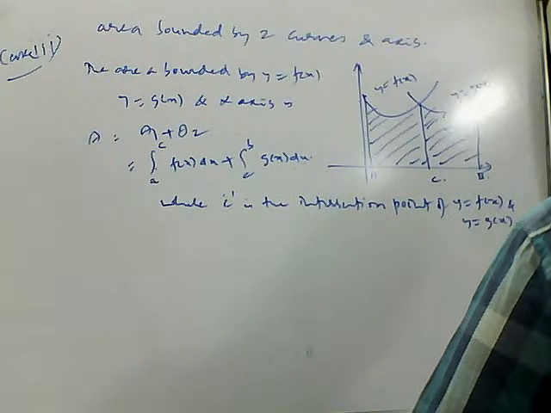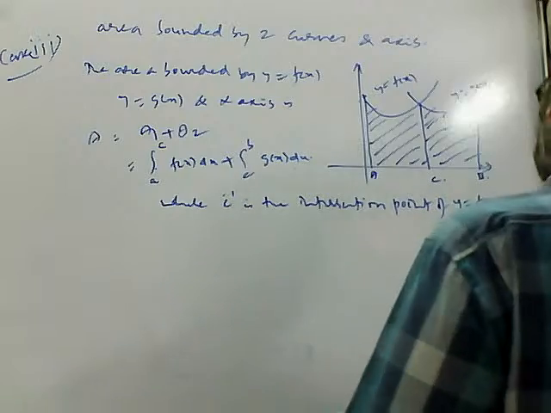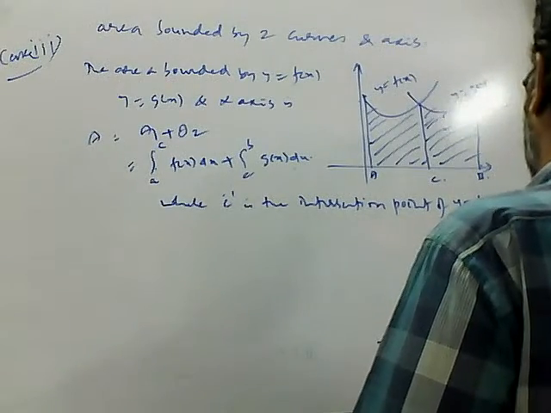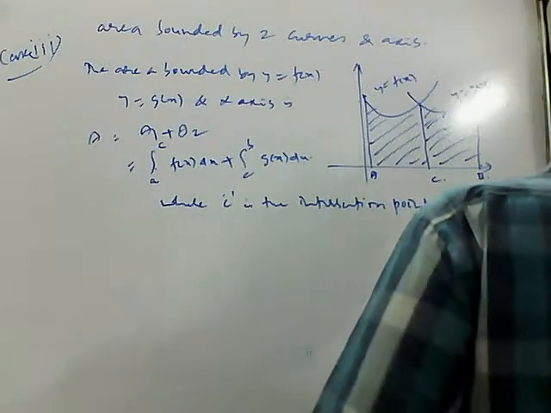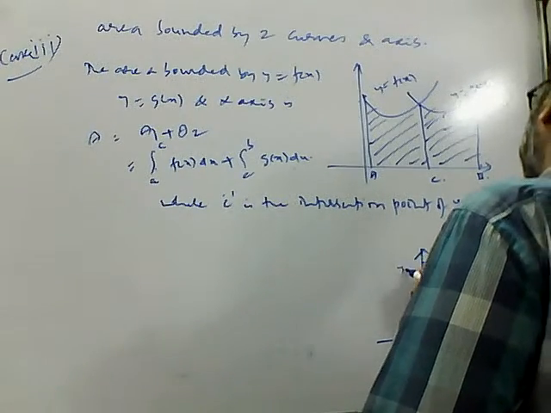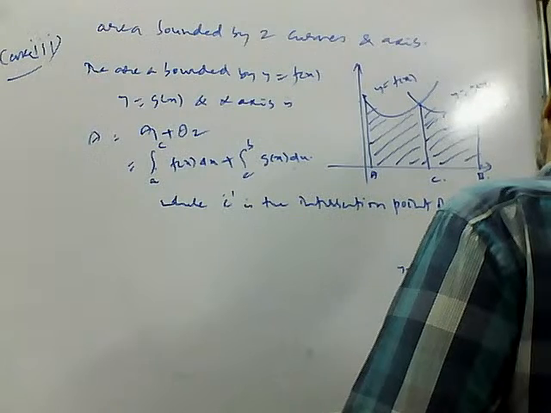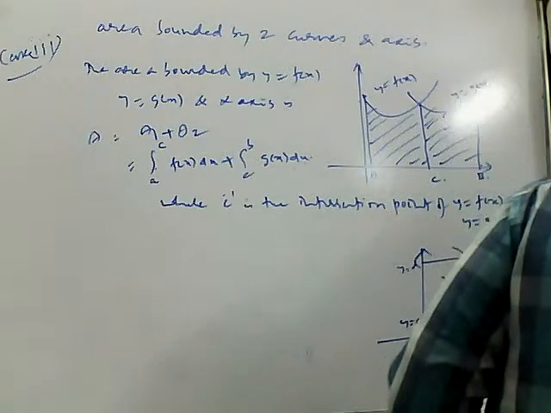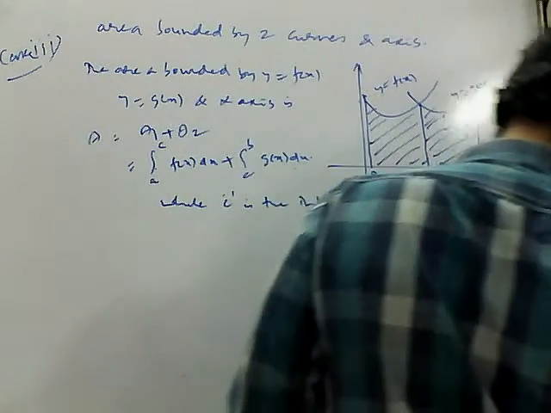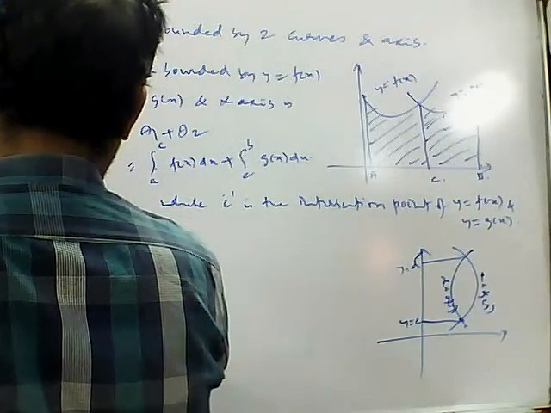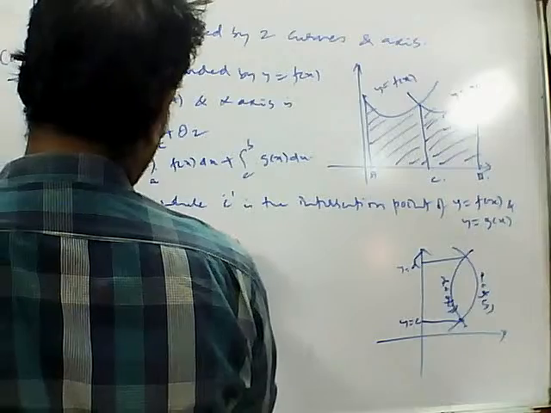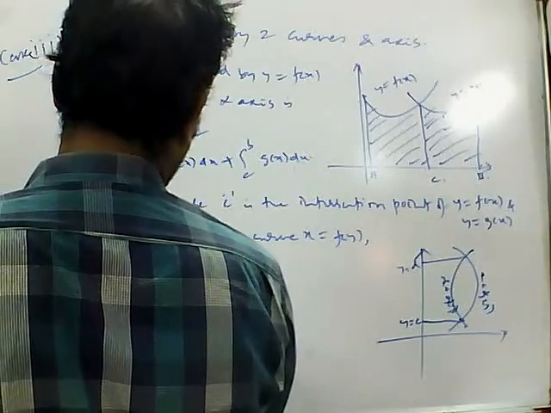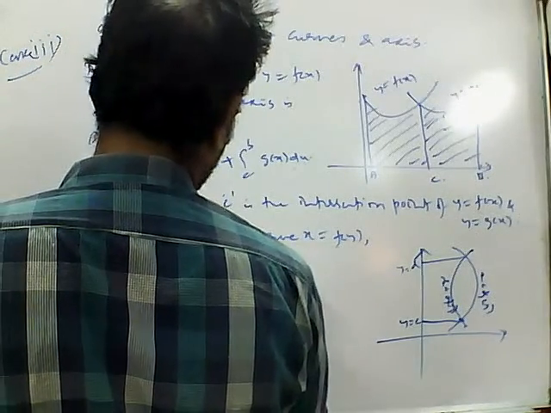Next. Another case is there. This is y is equal to C, y is equal to B. With respect to the y-axis, x is equal to f of y, x is equal to g of y. Note, area bounded by the curves x is equal to f of y, x is equal to g of y and lines symmetric to the y-axis.